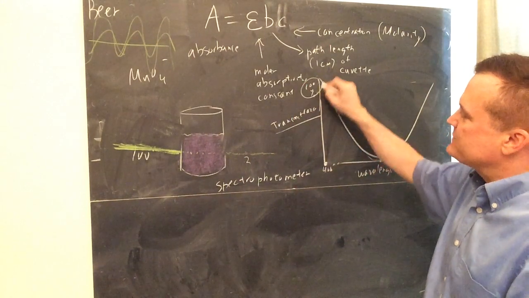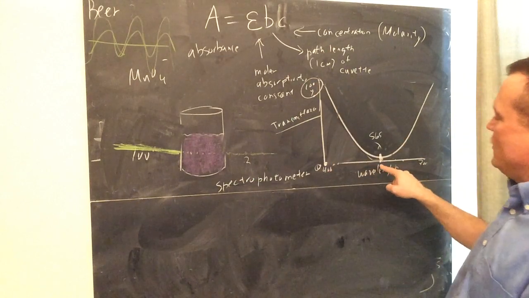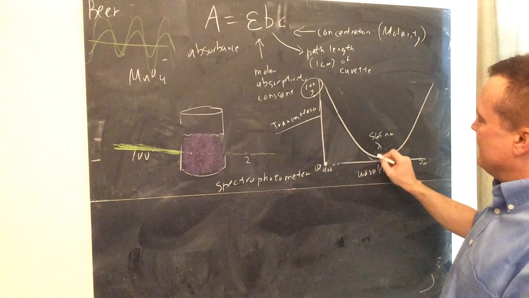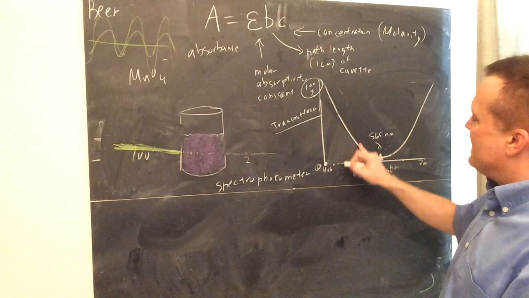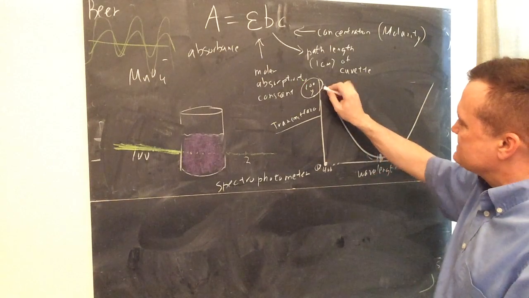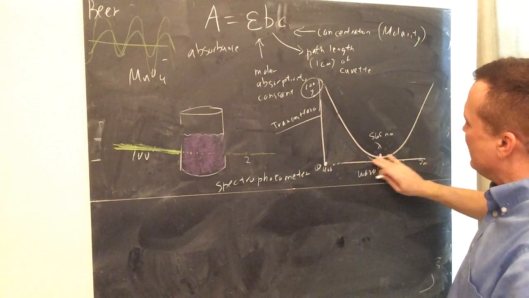Percent transmitted, here's 100%, here is 0%. So it's almost close to 0 when you get 565 nanometer light. But any other colors, 560, 40, 30, 20, 10, all the way to 400, all these go almost all the way through.